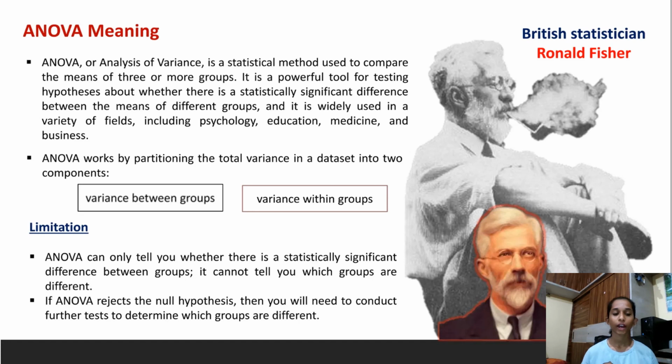The limitation of ANOVA is that it can only tell you whether there is a statistically significant difference between groups. It cannot tell you which groups are different. If ANOVA rejects the null hypothesis, then you will need to conduct further tests to determine which groups are different.